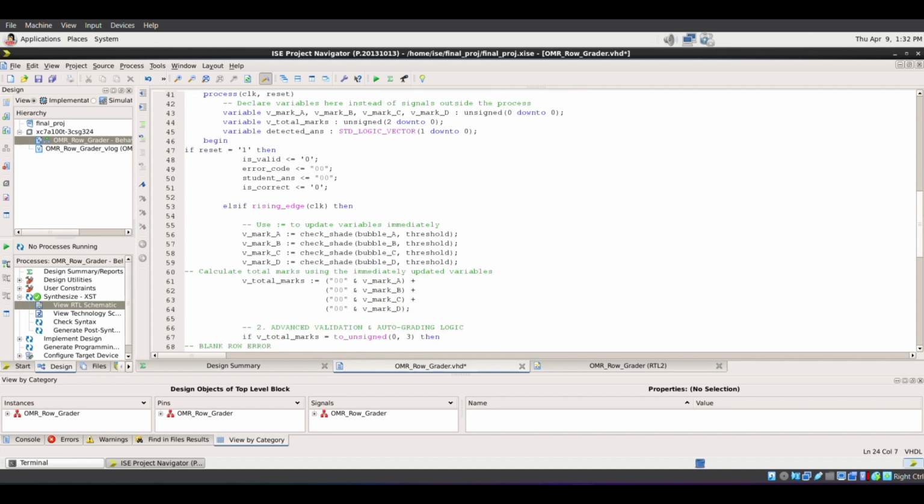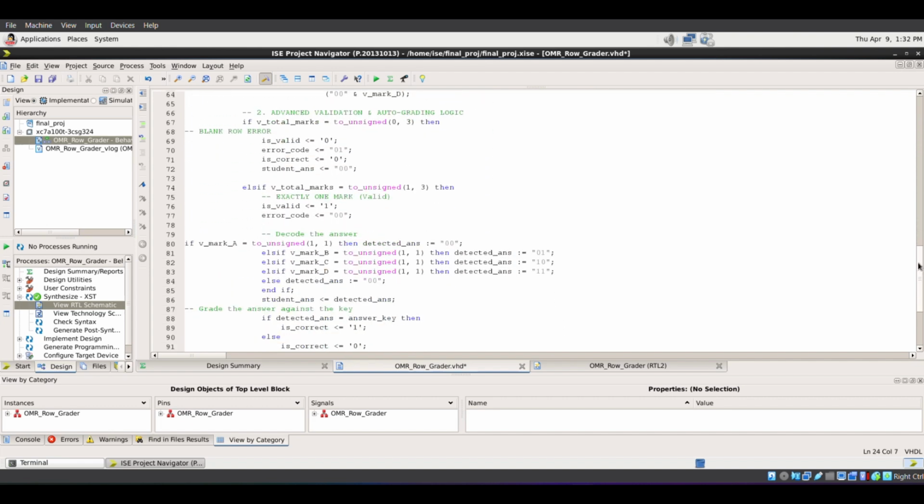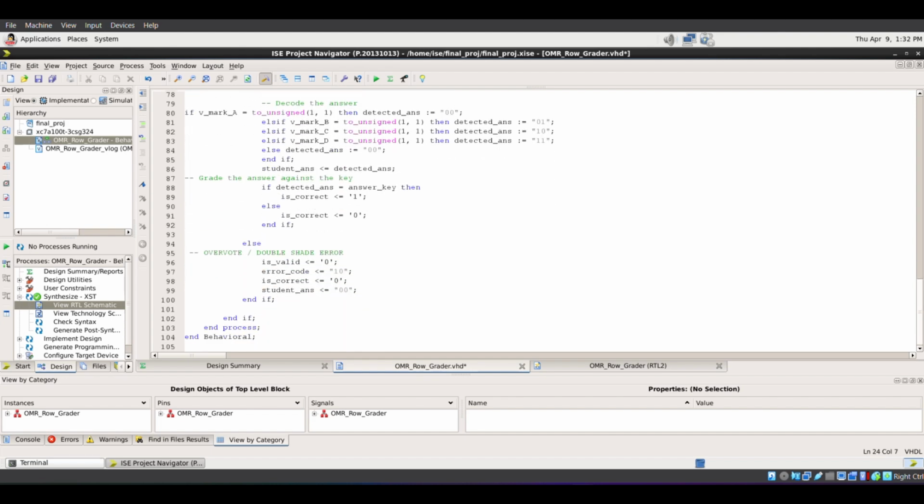Third is the validation and auto-grading logic. This operates inside the clock process. We use a priority evaluation tree. First, if total marks is exactly 0, the system flags a 0, 1, blank error. Second, if total marks is greater than 1, it flags a 1, 0, overvote error.